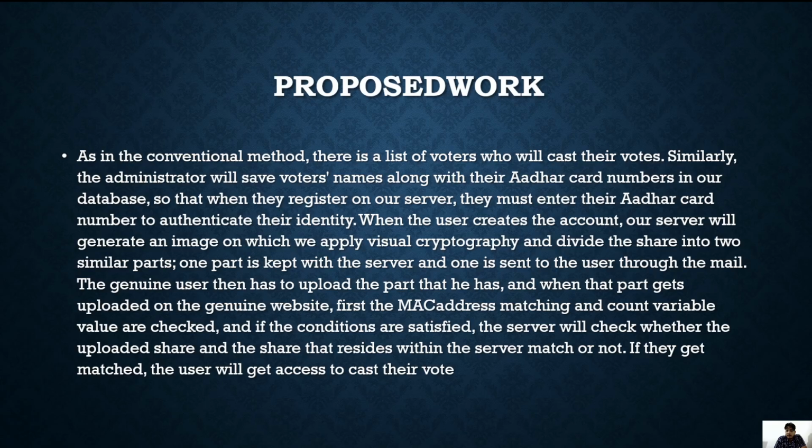Proposed work. As in the conventional method, there is a list of voters who will cast their votes. Similarly, the administrator will save voters' names along with their Aadhaar card numbers in a database. So first, the MAC address matching with the count variable is checked, and if the conditions are satisfied, the server will check whether the uploaded share matches the share residing in the server or not. If they match, the user will get access to cast their vote.